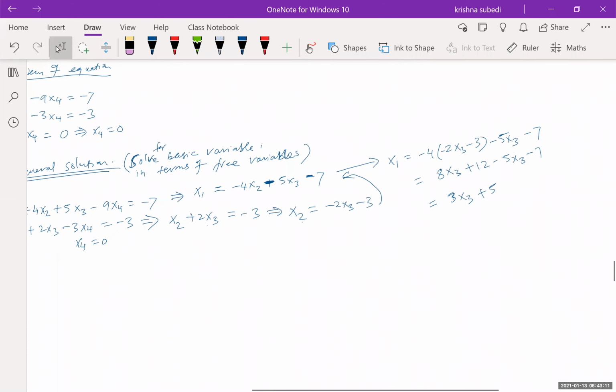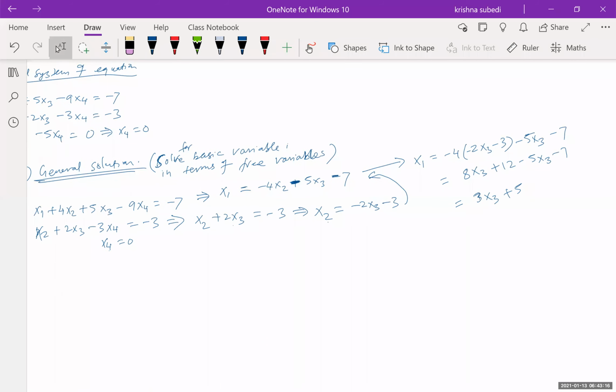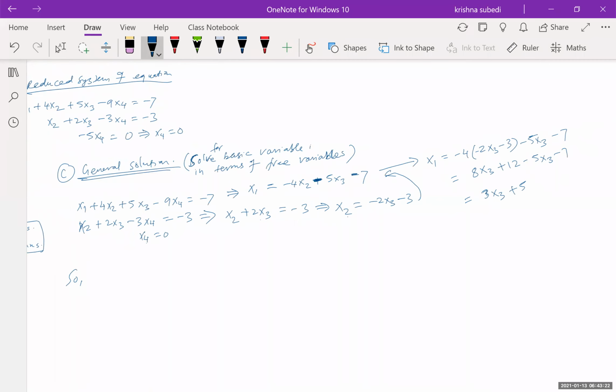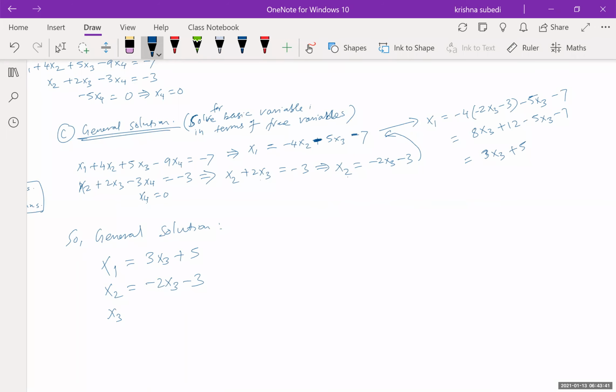Any question? Is my calculation correct? Yes, sir. Okay, I got the same one. All right, so then let us write it down. So the general solution is x1 equals 3x3 plus 5. Your x2 equals negative 2x3 minus 3. And your x3 is free. And x4 equals 0. So this is called the general solution.